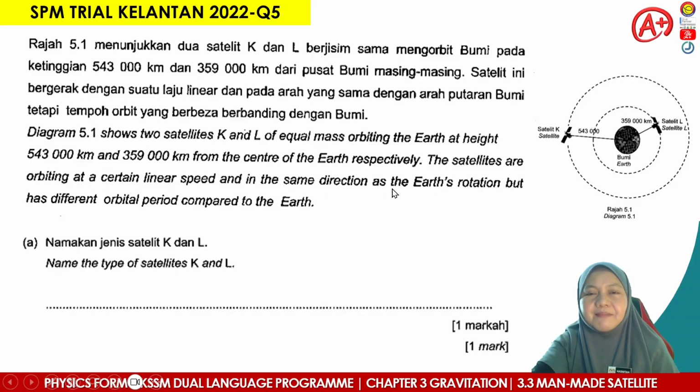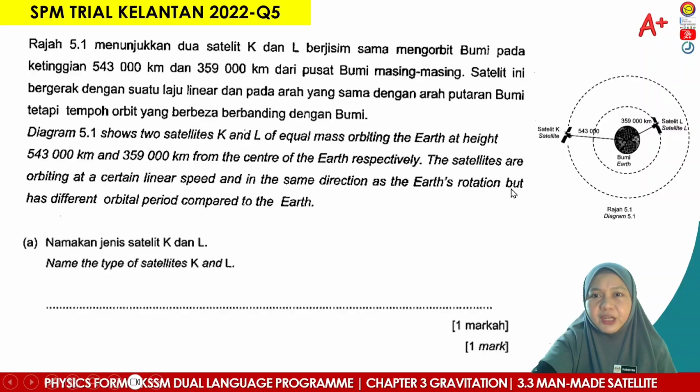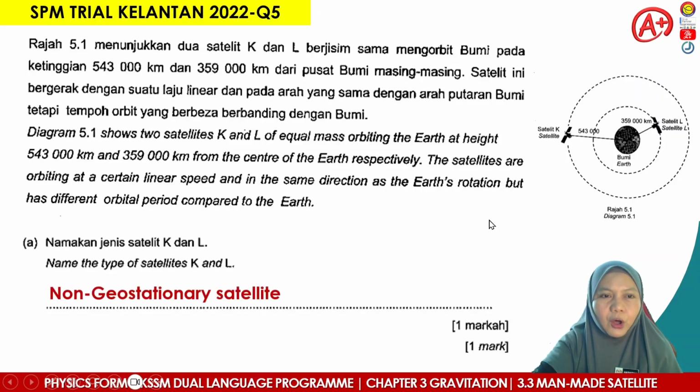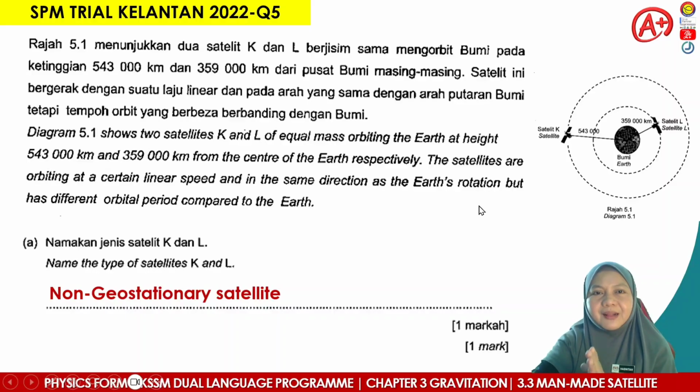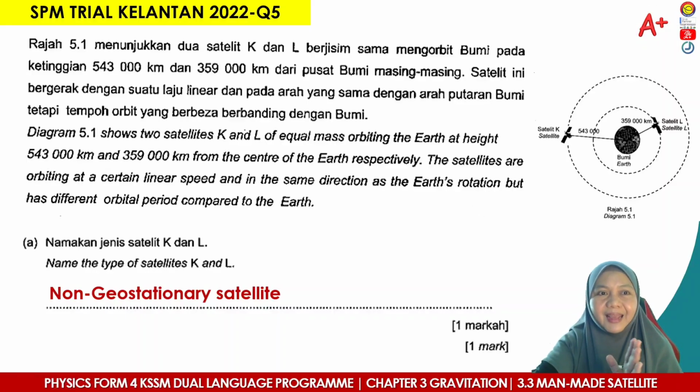The second piece of information says that the satellites are orbiting at a linear speed in the same direction as the Earth rotation, but have a different orbital period compared to Earth. So whenever they have different orbital periods, we understand K and L are non-geostationary satellites. Even though they are orbiting in the same direction as the Earth rotation, they have a different orbital period. So that's why they are non-geostationary satellites.